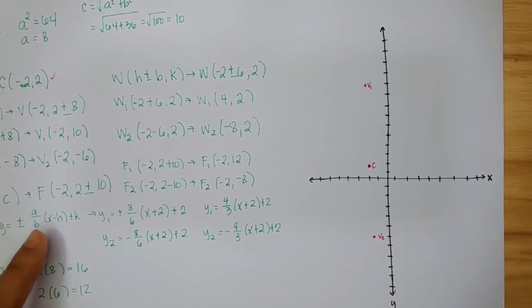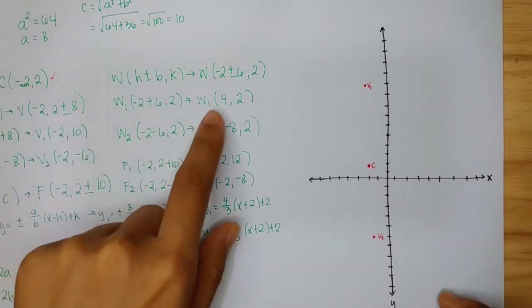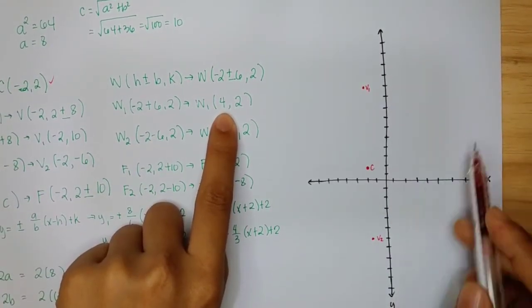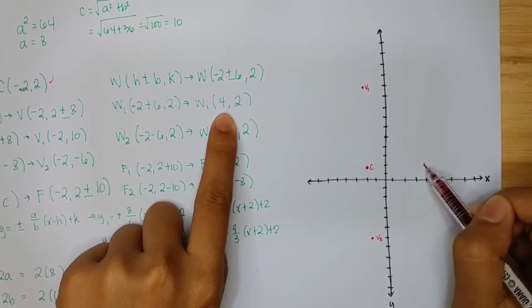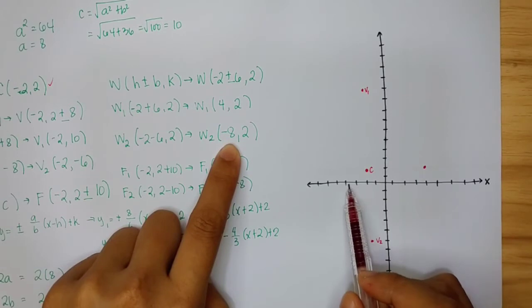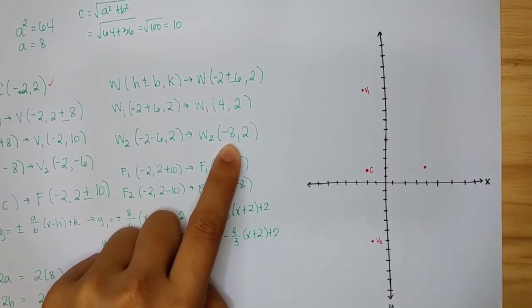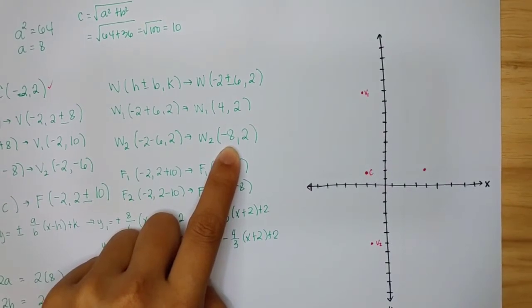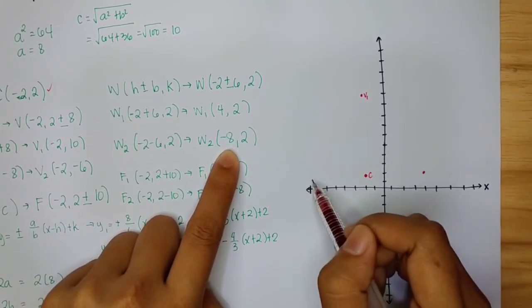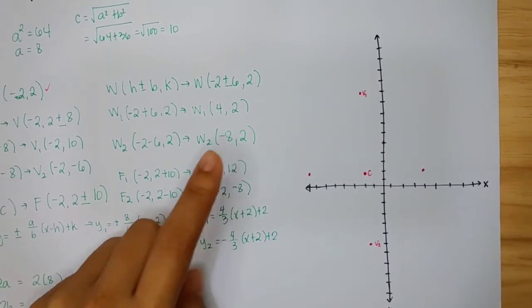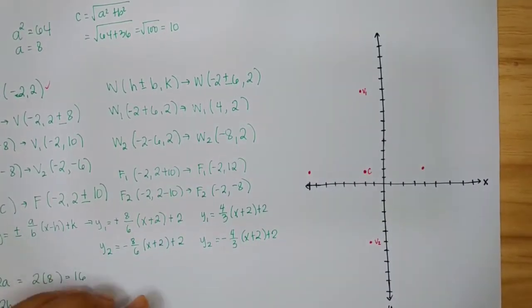Then, we have here our co-vertices. We have 4 and 2. So, we have 1, 2, 3, 4, 4 and 2. Then, we have negative 8 and 2. 1, 2, 3, 4, 5, 6, 7. Okay. So, here 8. So, yan yung negative 8 and 2. So, this is negative 8 and 2.